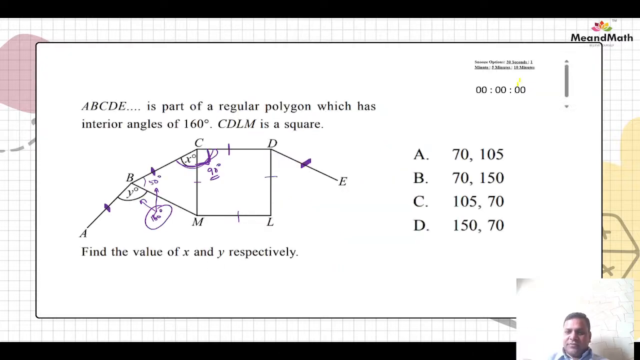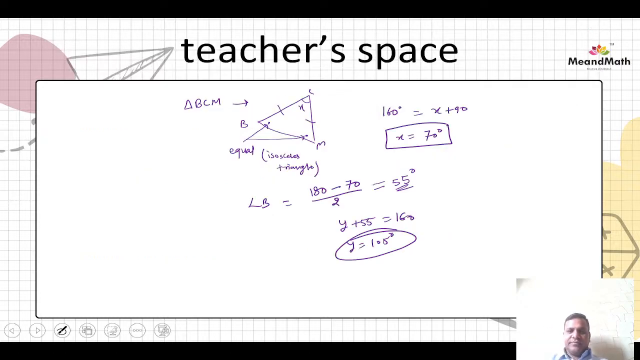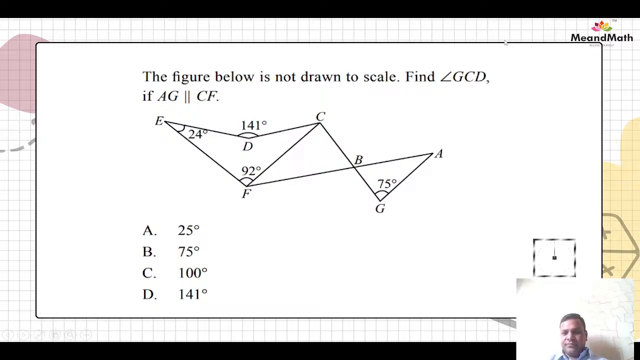Okay, which option? The first option is the correct answer. The first option is the correct one. Clear? Any doubt? Let's move on to the next one. In this question, all the values are given. These lines are parallel, given. You have to find angle GCD. This angle you have to find.